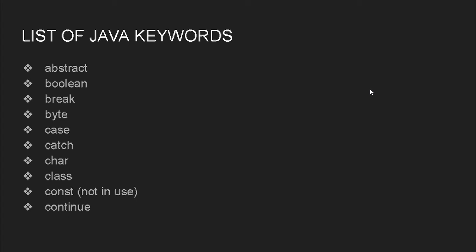Now the char keyword. Character is also a data type, so the char keyword is used to declare a character. Class, we have already seen where class is used. The class keyword is used to declare a class, followed by the class name. That was the syntax. Then const: it is a keyword in Java, but it is not in use.